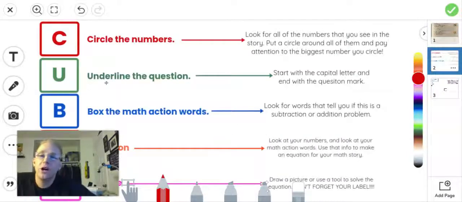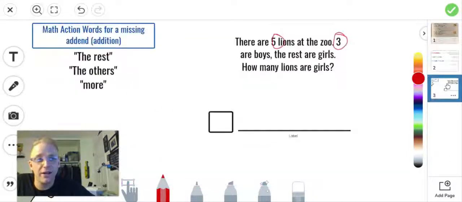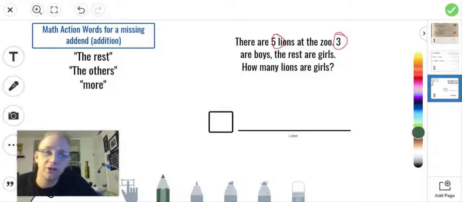We need to underline the question. Now, this is where I can start looking at the question and reading it and see, okay, what is this question going to tell me to do? Now I'm going to switch to green like I had, and I'm going to read the whole story, and then I'm going to look for that question.